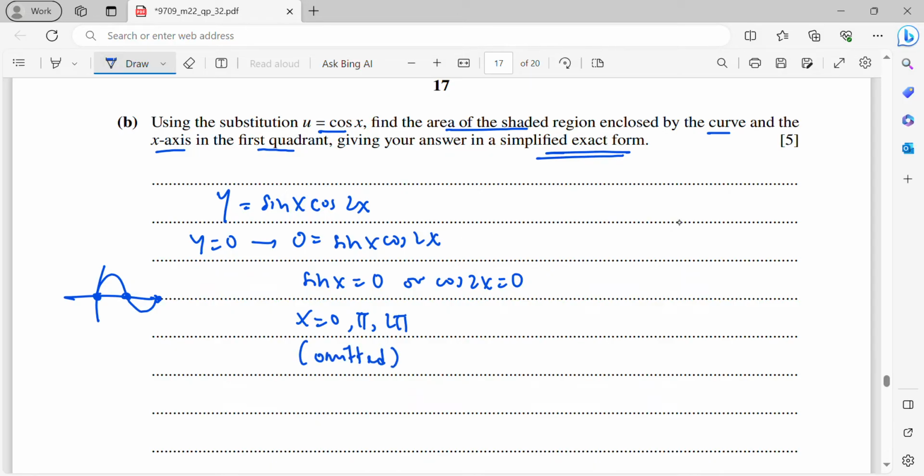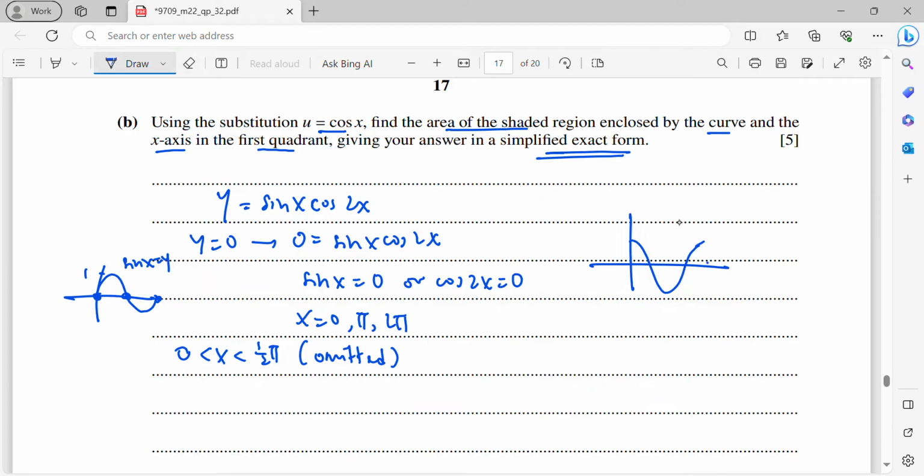Okay, because x is between 0 and half pi. Now, cos 2x equals 0. So for the cos graph, this is sine. For the cos graph, I will get cos 2x equals 0.